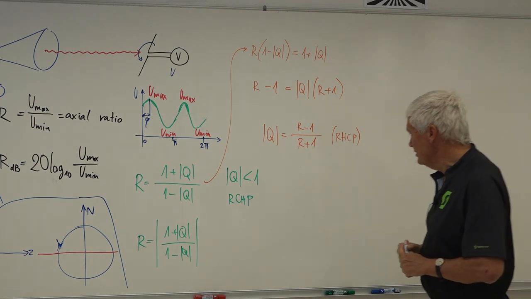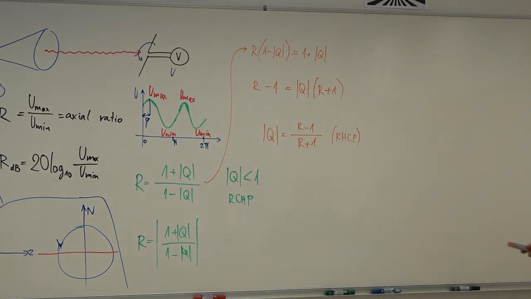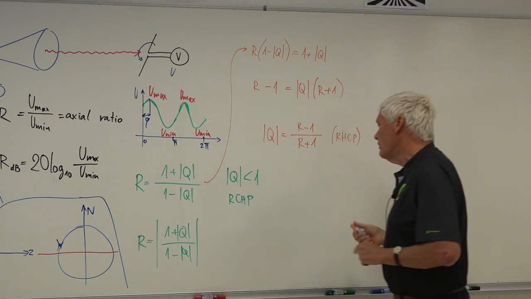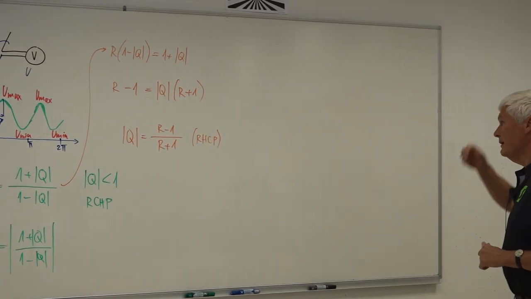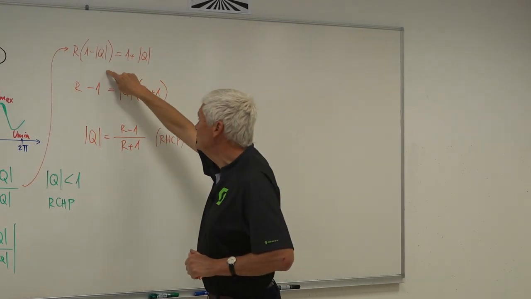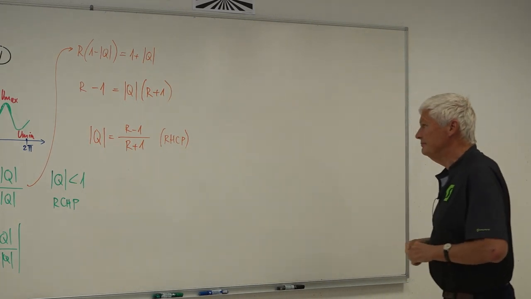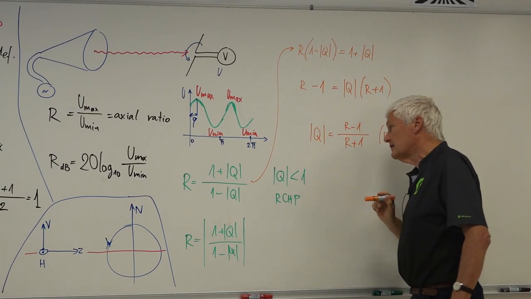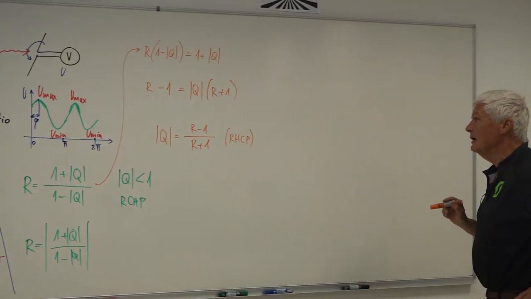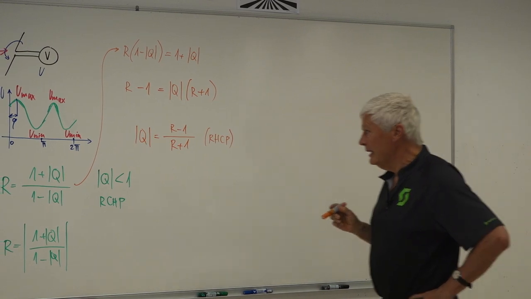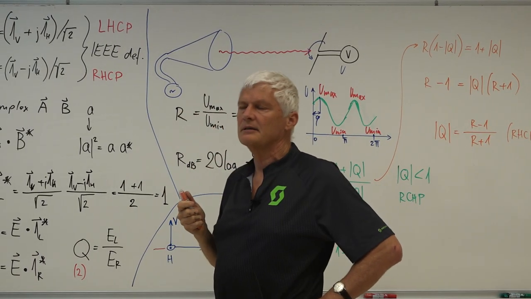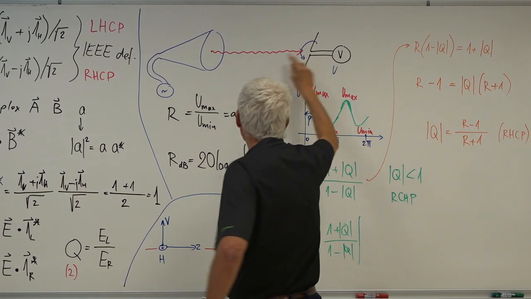For left-hand circular polarization, I have to flip the sign here, or I should take 1 over Q over there. For left-hand circular polarization, I should consider that Q is actually larger than 1. So I have the relationship in both directions, but unfortunately, I only get the magnitude of Q. I cannot get the phase of Q. And further, with this measurement, I do not know whether the polarization is right-hand circular or left-hand circular, because I have no information of the phase with this voltmeter.